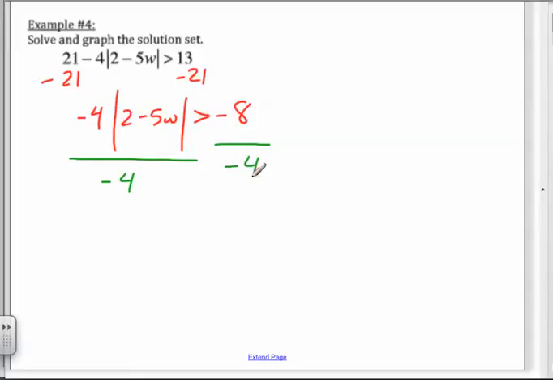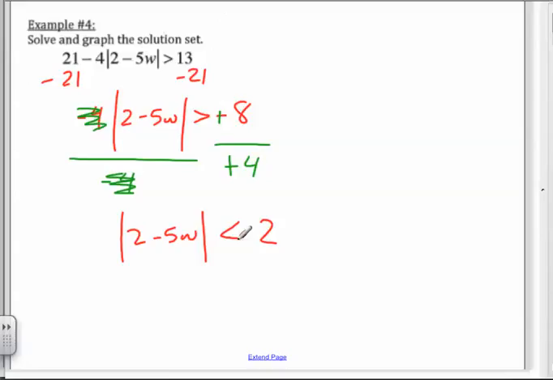But see, I'm dividing both sides by a negative. That's going to flip that inequality. So now the negative 4 cancels here, and I'm left with the absolute value of 2 minus 5w. Okay? And this becomes positive, right? Negative 8 divided by negative 4 is positive 2. But the inequality sign flips. Now I've just got a problem like I've been doing.